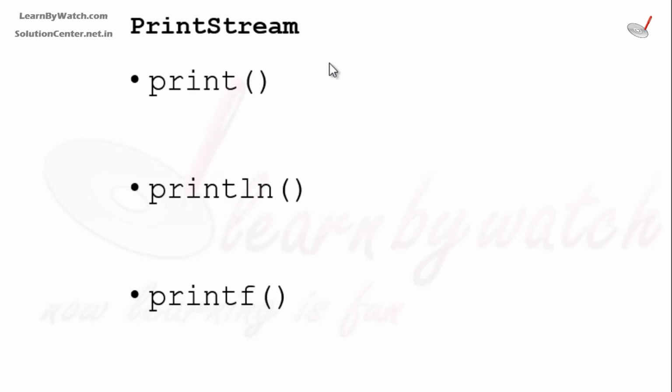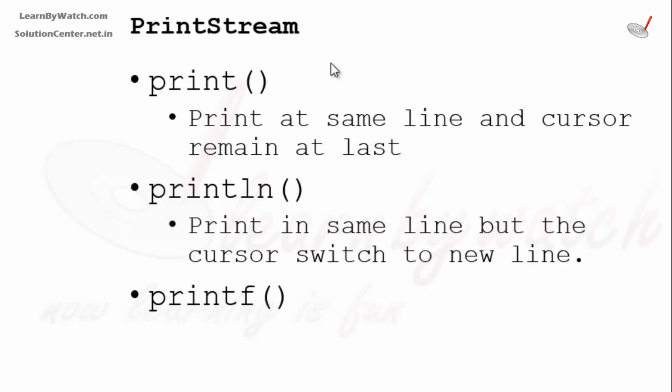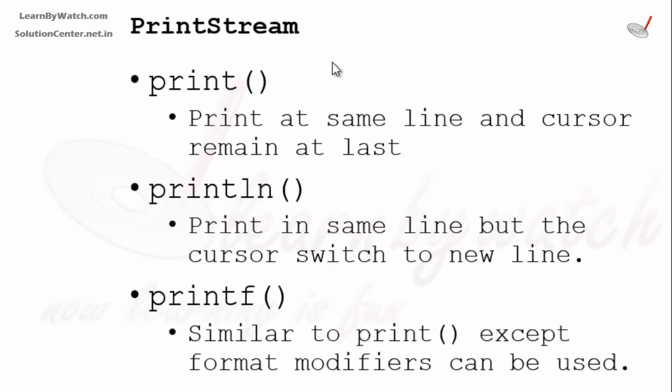What is the meaning of print? The print function is used to print the string on the same line, and the cursor remains at the end of the line. As far as println is concerned, it prints the string on the same line, but the cursor switches to the next line. The printf function is similar to print, but when you use printf, you can use format modifiers also. You can learn about format modifiers in future videos.